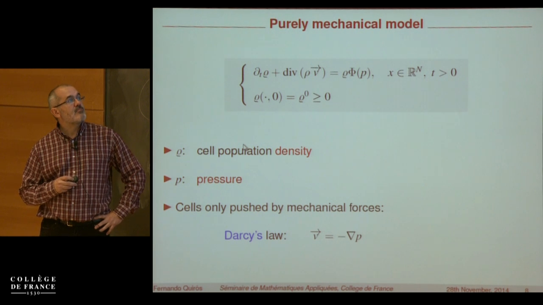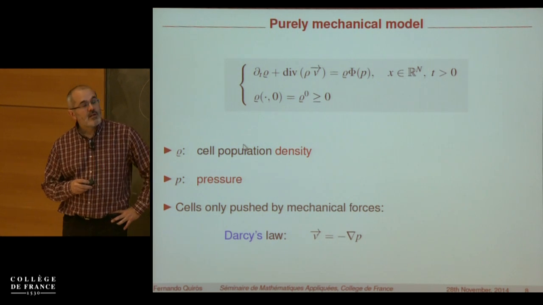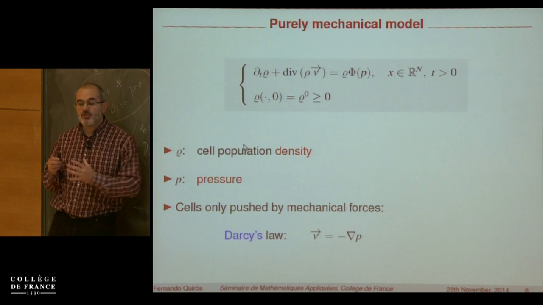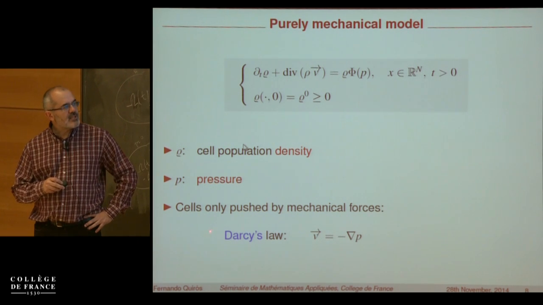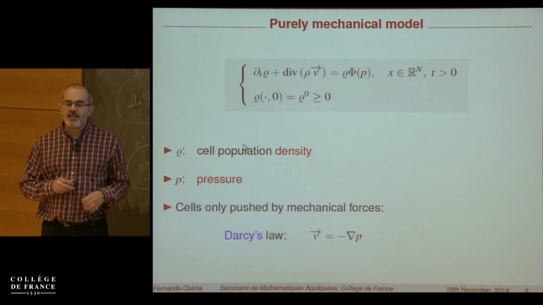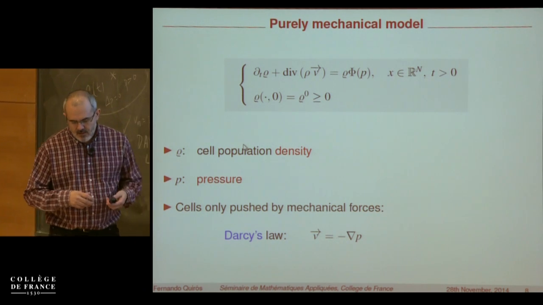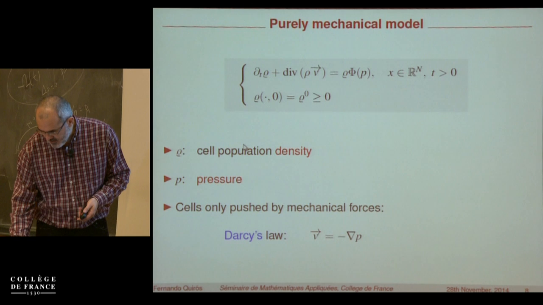So rho is the cell population density, p is the pressure, and we are assuming that cells are only pushed by mechanical forces. In fact, we are assuming more than that. We are assuming Darcy's law, so that the velocity is given by minus the gradient of the pressure. Okay.